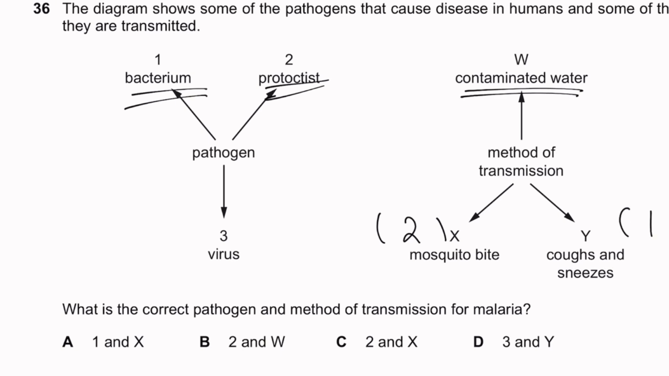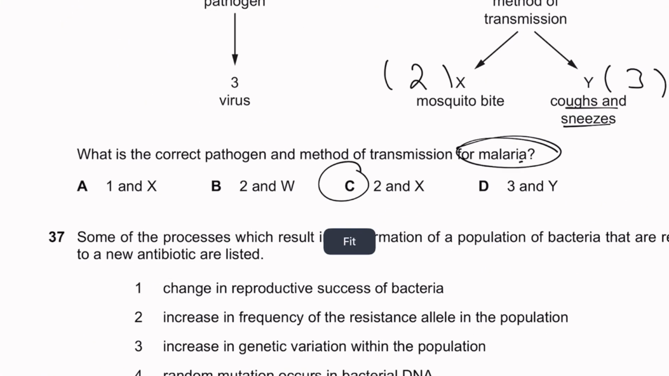Contaminated water. Okay, actually contaminated water could be the bacterium instead, because it could be cholera, for example, so that's 1. Whereas coughing and sneezing could be just basically a rhinovirus, and so it's 3. Okay, now he says here, what is the correct method of transmission of malaria? It's 2 and X. Okay.